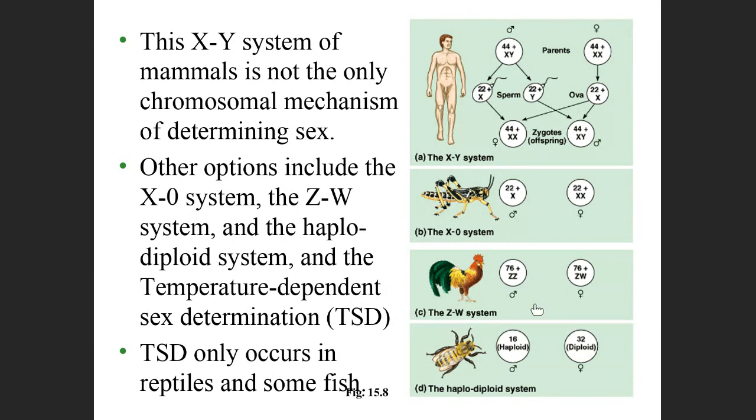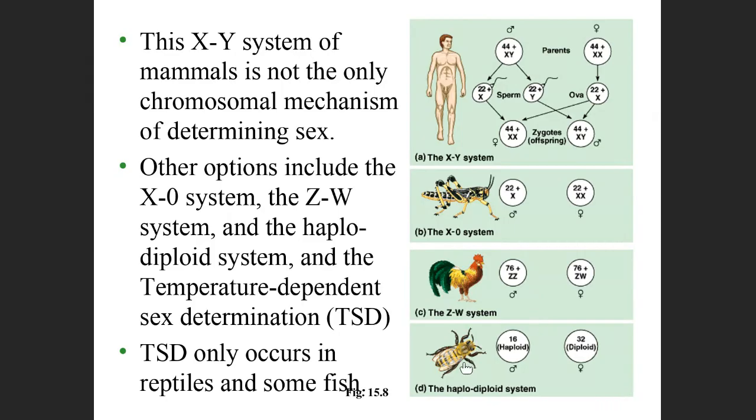The ZW system is used in reptiles and birds, because remember, birds evolved from reptiles. And so if an individual has two Z chromosomes, ZZ, they are a male. If they have a Z and a W chromosome, they are a female. So it's kind of the opposite of the XX and XY in humans and many other mammals.